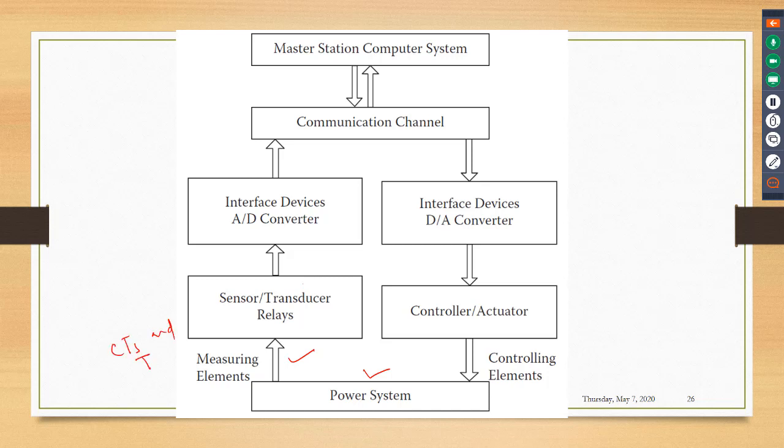They are the measuring elements: PTs, potential transformers or voltage transformers. They will feed information to the sensors or transducers. They are called the relays, and the relay will feed the information to the RTUs, which are interfaced with the AD converter. The RTU will feed the data to the communication channel in transmittable form, and then it will reach the master station or computer system.